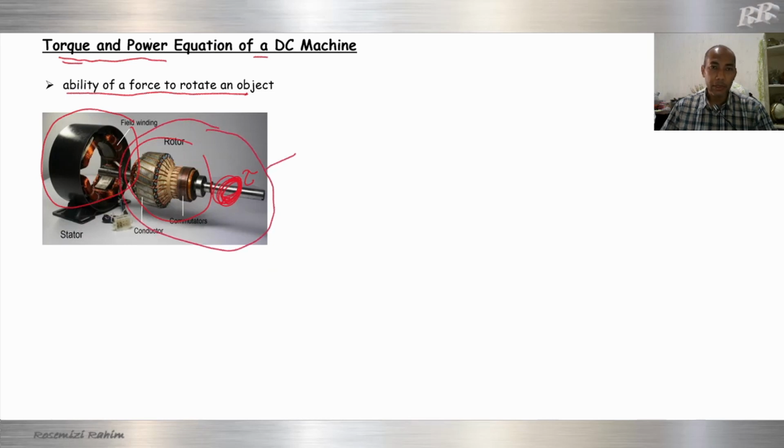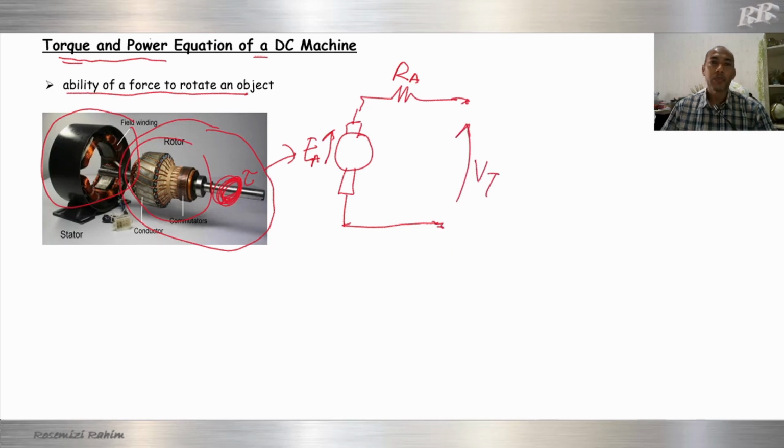In the previous video, we already learned about the circuit diagram of this part only. We have the generated armature current, and this one is EA, the generated EMF. This one is the armature resistance. This one is the terminal voltage. This part is the rotating part.